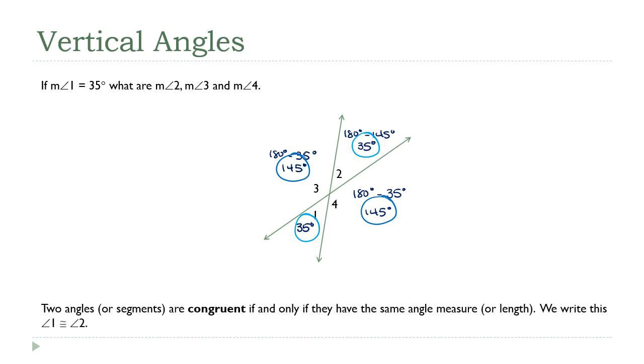Two angles or segments, we can talk about this with segments as well, are said to be congruent if and only if they have the same angle measure, right? Or again, if we're talking about segments, if they have the same length. So we're talking about angles. We're looking at two rays, or we can think of it as two lines if we extend the rays into lines that cross each other. In the next lecture, we're going to start to look at what happens when we have a situation where there are two lines that don't cross each other.